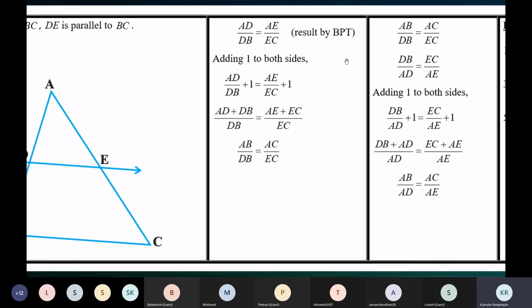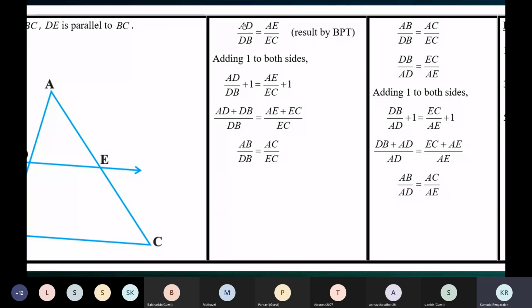Look at this one, children. Now this is the result by BPT. AD by DB is equal to AE by EC. One result we get by adding one. This is the actual result by BPT. By adding 1 to both the sides, we get this new result. This is one thing. This is over. Now we're trying to get another one.